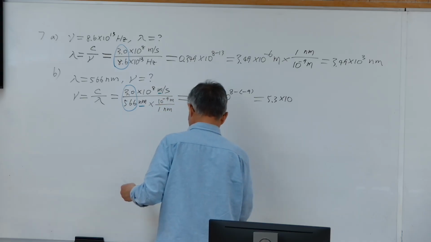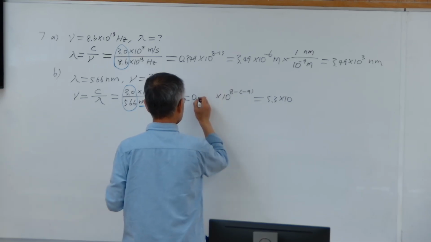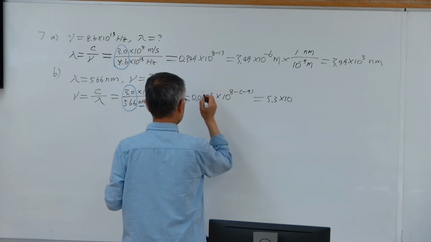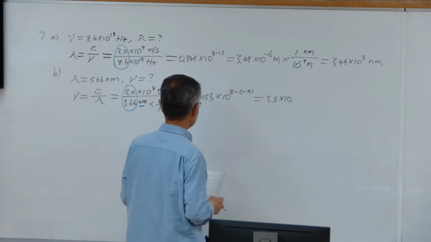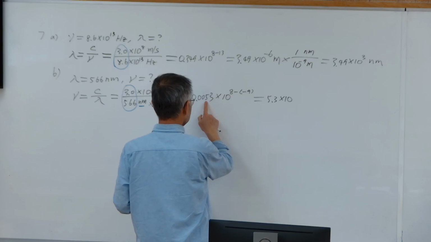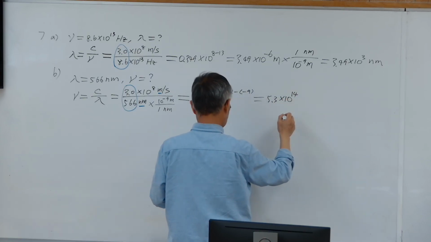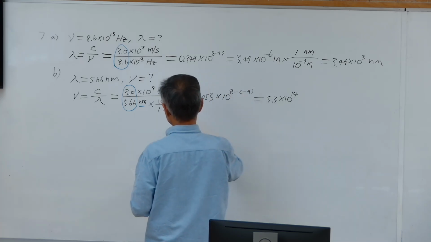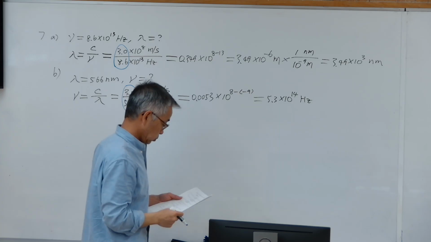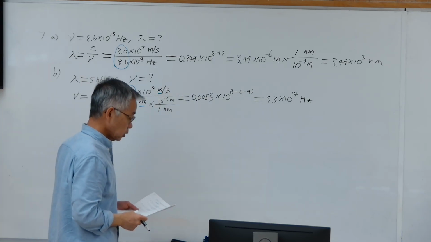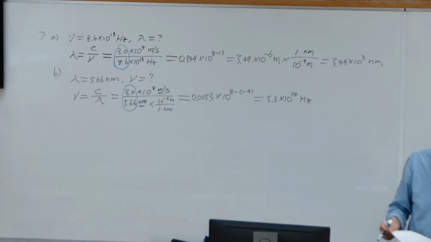Actually here, main mistake. This is 0.0053, not 0.053. So we need to use 1, 2, 3 decimal places. Reduce 3 here. So this will be 14. Okay. Leftover per second, which is hertz. This is question 7. Next.